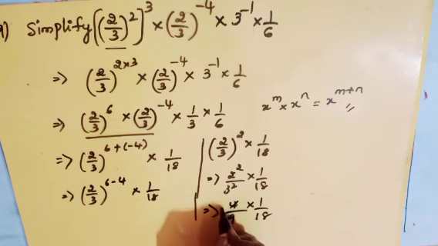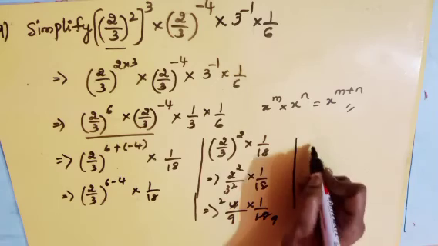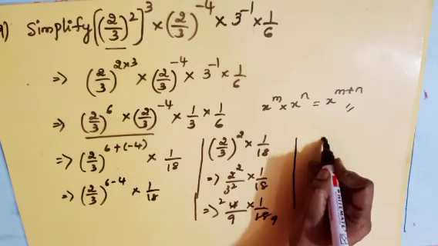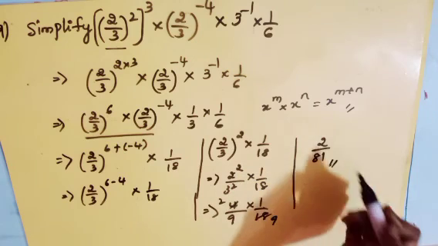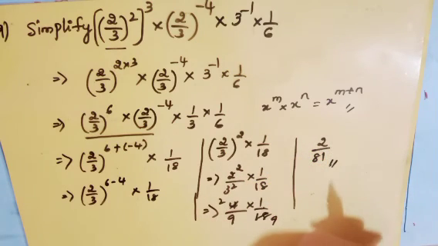Now 2 times 2 is 4, 2 nines are 18. So what do we get? 2 ones are 2, 2 by 9 nines are 81. Therefore the final answer is 2/81. So let us continue in the next class. Thank you children.